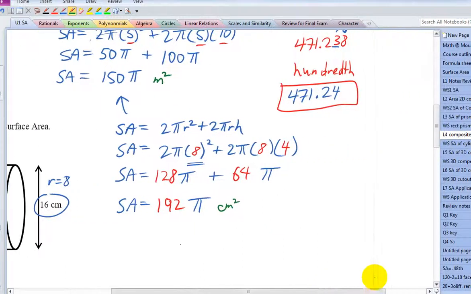Okay. Now, I know you guys love going to your decimals, and we should practice it, just to make sure we can do that. Let's round to the nearest tenth. Go for it.